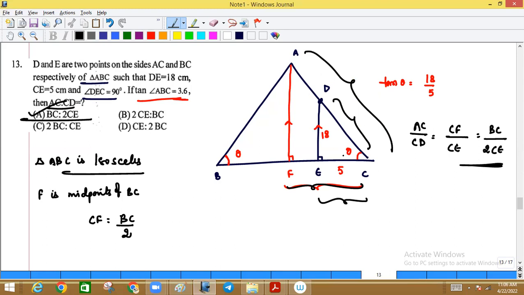So how do I know that this is an isosceles triangle? Because here you find out tan theta 18/5 is how much? 3.6. And tan B is also what? 3.6, which means this theta and that theta, both of them are the same. That is the reason it is an isosceles triangle.